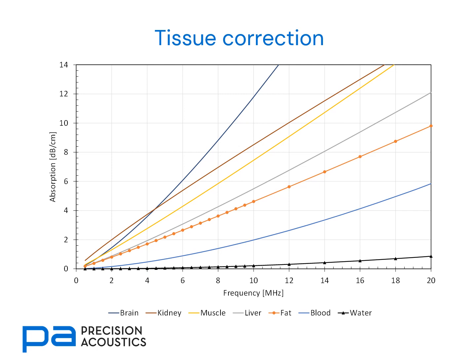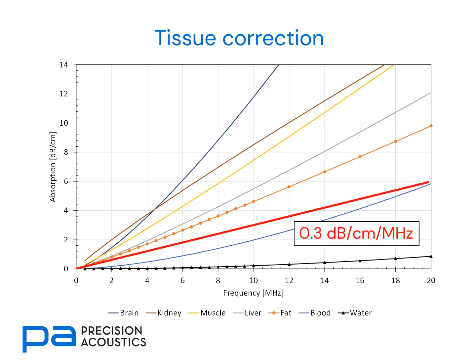Given the large range of different values which we see for different biological tissues, it's been decided to standardise upon a level of 0.3 dB per centimetre per megahertz when attenuating pressure and intensity values for measurements that were made in water but are then to represent those that will be made in biological tissue.